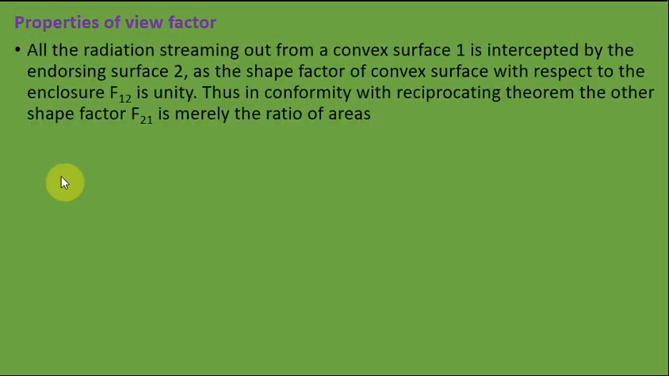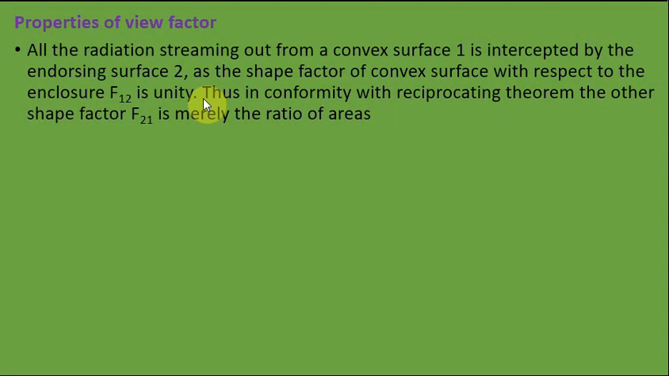All the radiation streaming out from a convex surface 1 is intercepted by the enclosing surface 2, as the shape factor of the convex surface with respect to the enclosure, F12, is unity. Thus, in conformity with the reciprocity theorem, the other shape factor F21 is merely the ratio of areas.